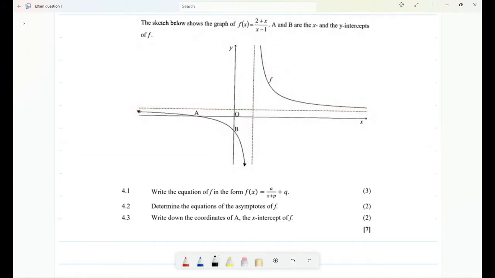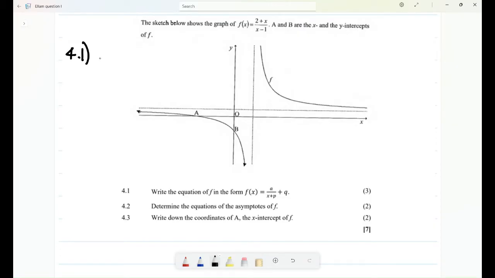All right, now let's answer the first question. See this format here. It is given in a format that is not the standard format of a hyperbola. The standard format of a hyperbola is this one. Hence the examiner says to us, write down the equation of f in the form f of x equals a divided by (x + p) plus q. Remember, there is a video where I showed you how to move from this to that. Please rewind to all the walkthrough videos before tackling the questions, because all the ideas we get from those videos.